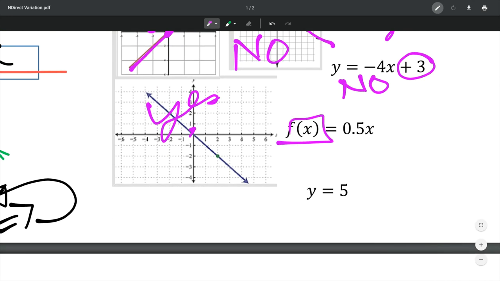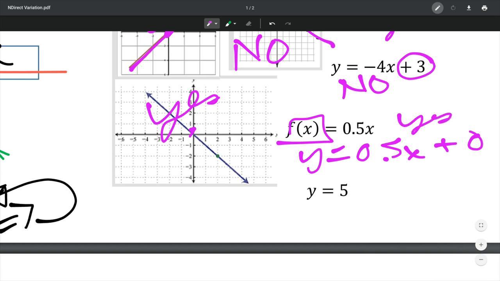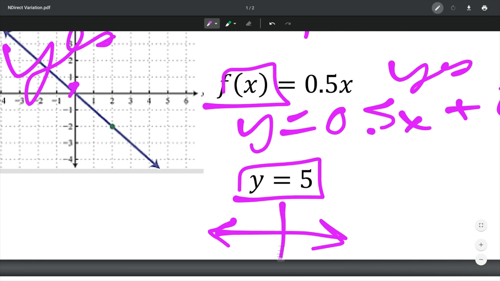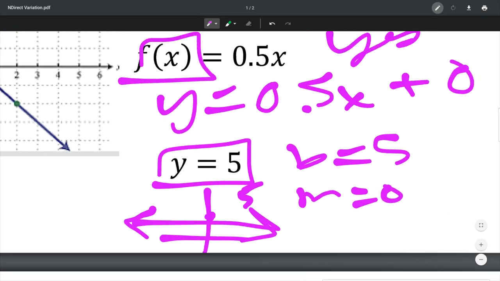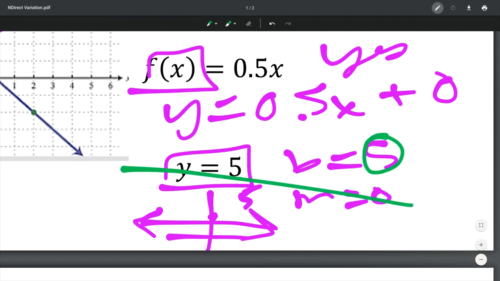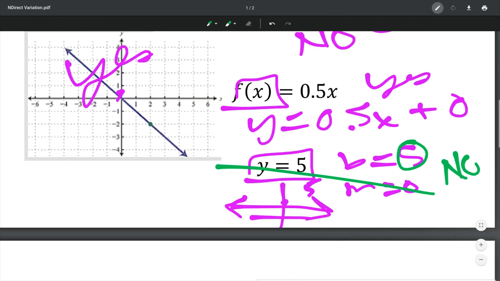Remember, f of x is another way of saying y equals. But that still doesn't change the fact that our y-intercept is 0, so yes, it is proportional. And in this one, you'll want to recall that y equals 5 is a horizontal line right here. And it's saying that your y-intercept is going to be 5. Your b is 5. Your slope might be 0, and it is a line. But your y-intercept is not 0, so therefore, no, this one is not proportional.